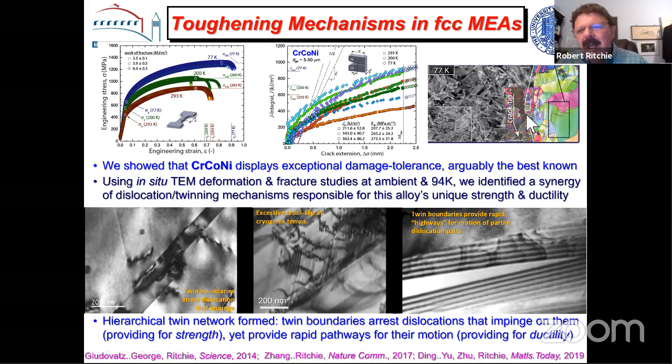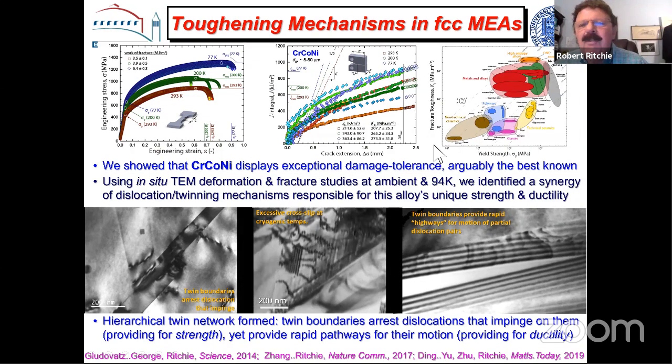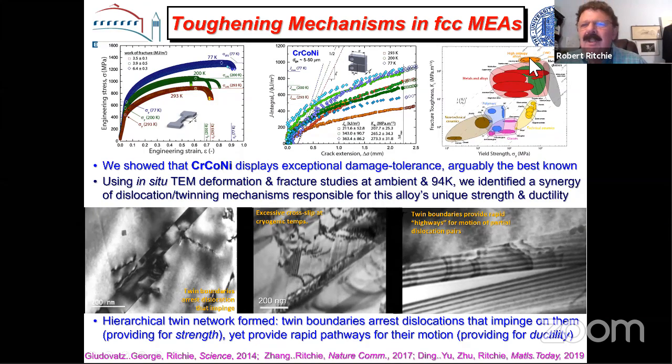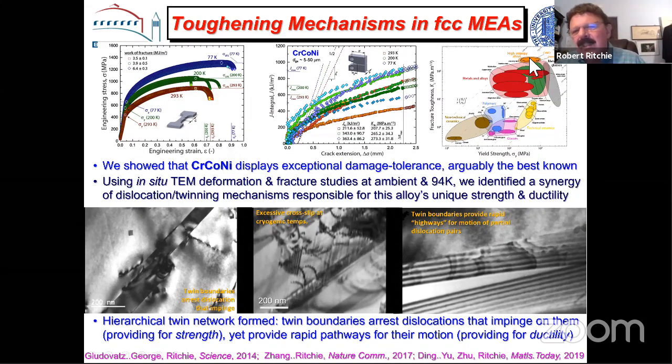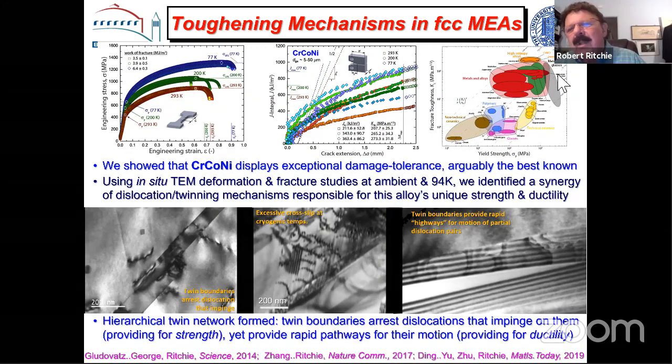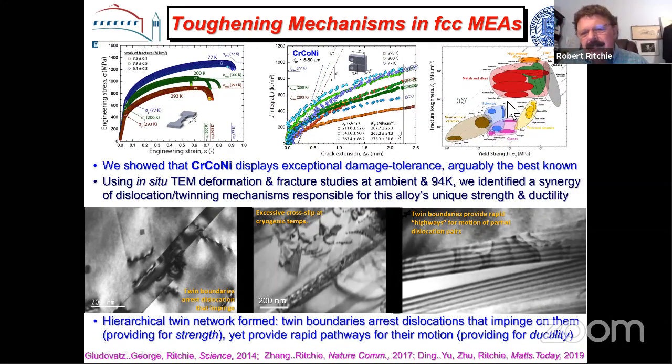So these alloys, this is again an Ashby plot of toughness versus strength. This is these high entropy alloys. They're right up there. We think they're the toughest materials out there. They don't quite have the strength of the glasses, but they're certainly extraordinarily tough.